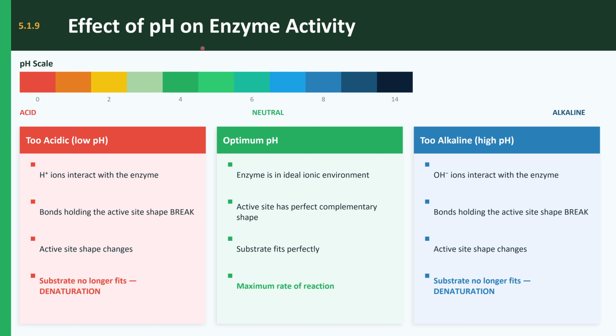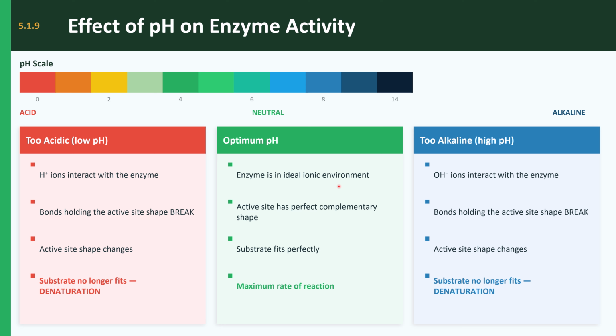5.1.9 Effect of pH on enzyme activity. Just as enzymes have a preferred temperature, they are also extremely sensitive to their chemical surroundings. This brings us to the effect of pH. Whether an environment is acidic, neutral, or alkaline can literally change the chemistry of the enzyme itself. As you can see, the pH scale is mentioned here, which runs from 0 to 14.